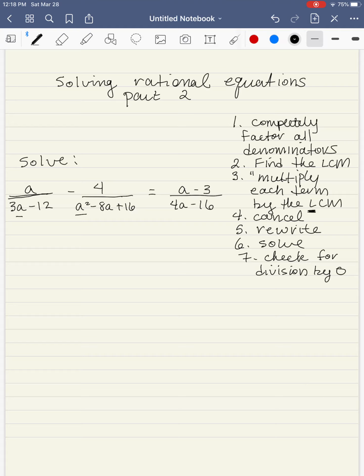So on this one, I'm going to give you a hint here. All three of my denominators are factorable. So go ahead and see what you can do with those as far as factoring. Pause the video, turn it back on when you're done.